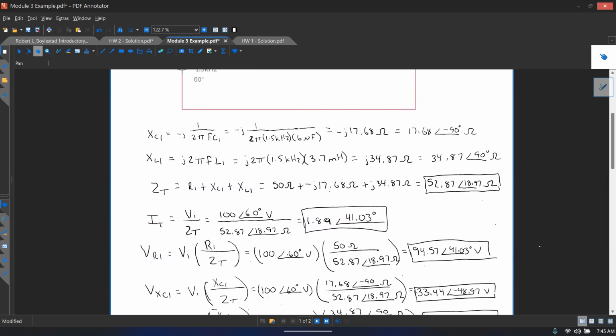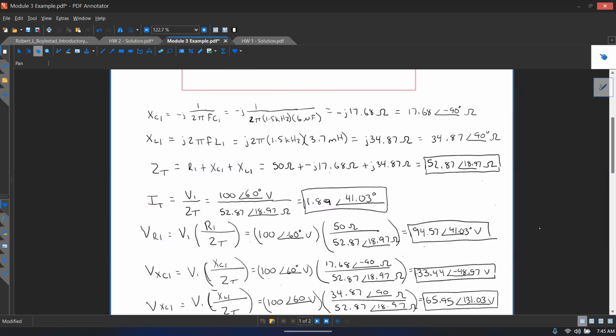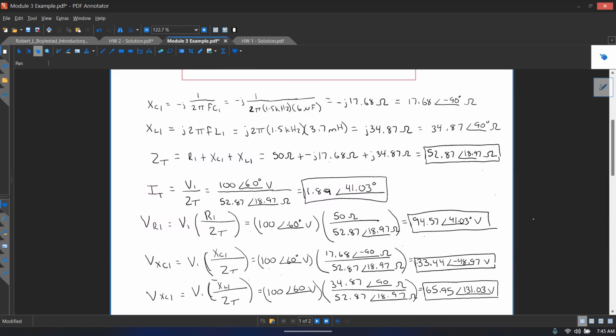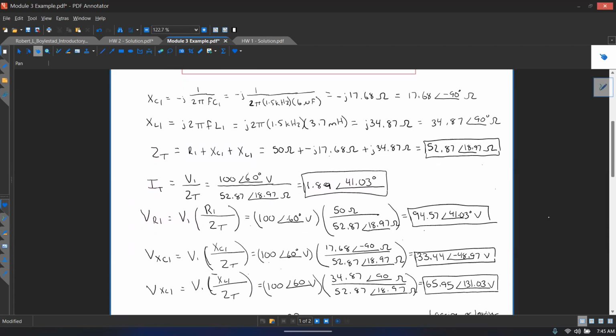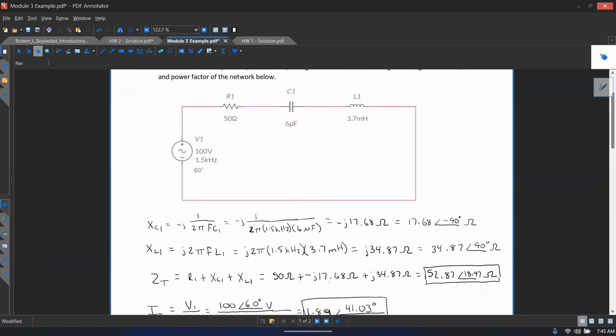So now let's find the voltage across each element. In order to use the voltage divider rule, you need to know your total impedance, and you need to know the source voltage, which is V1. Once you know those two components, you can use the voltage divider rule to find the voltage across any one of the elements in your network by using that formula.